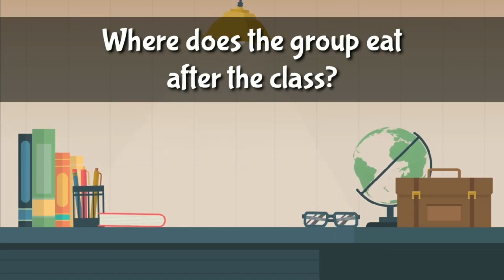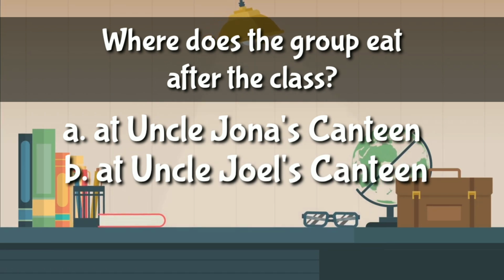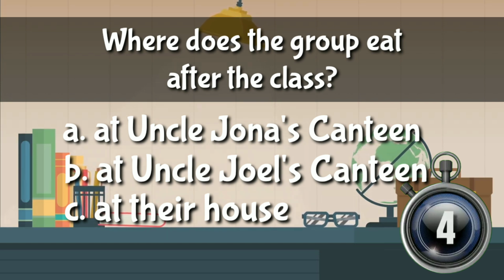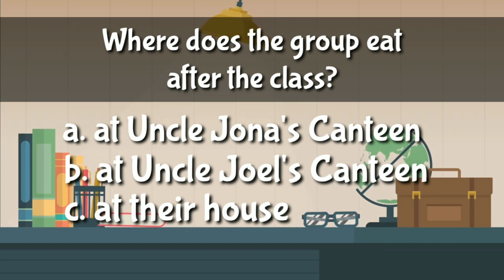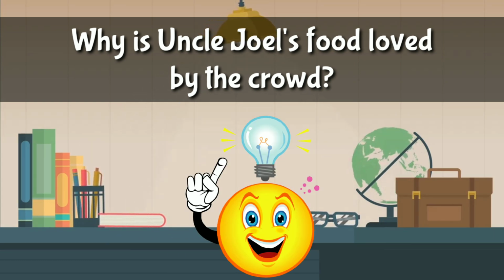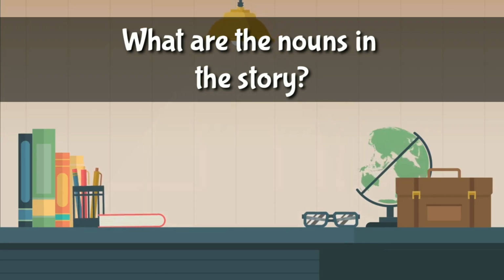Where does the group eat after the class? A. At Uncle Jonah's canteen. B. At Uncle Joel's canteen. C. At their house. What do you think is the answer? Correct! Letter B is the correct answer. Why is Uncle Joel's food loved by the crowd? Aha! Because it tastes good. Do we have the same idea, kids? Awesome! What are the nouns in the story?